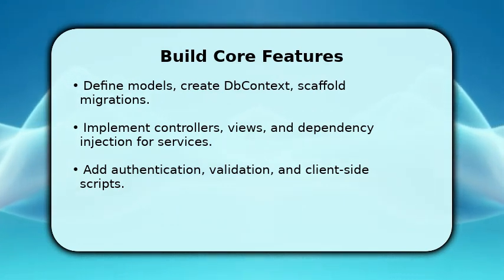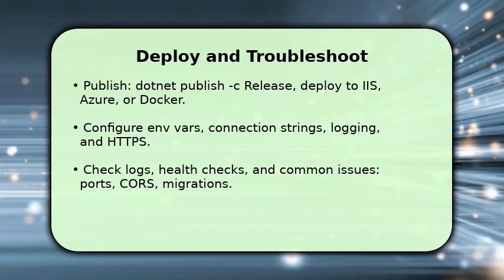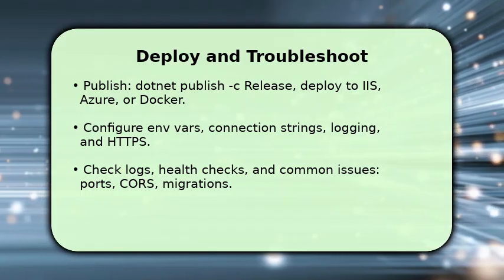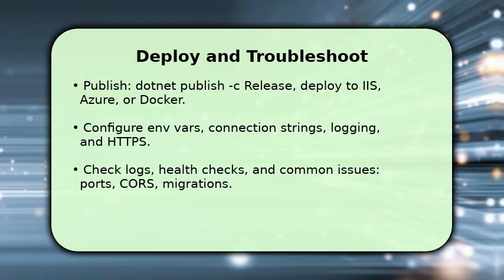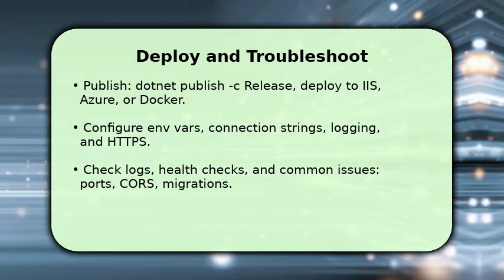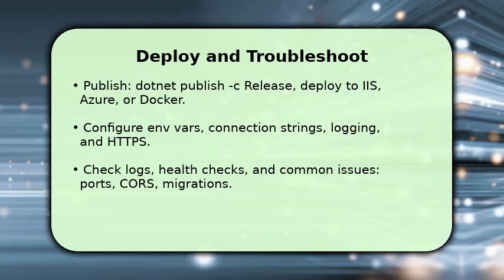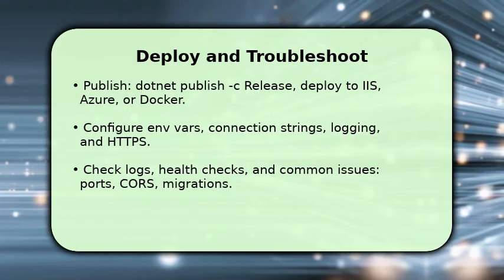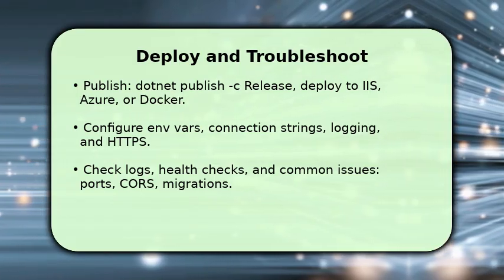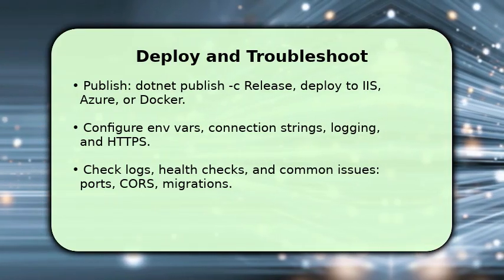To finish, prepare a production build and deploy. Run dotnet publish -c Release, then deploy to Azure App Service, a Linux container, or IIS. Configure environment variables for connection strings and secrets, enable HTTPS and structured logging, and set up health checks and automated backups. Once deployed, verify migrations applied and endpoints respond.